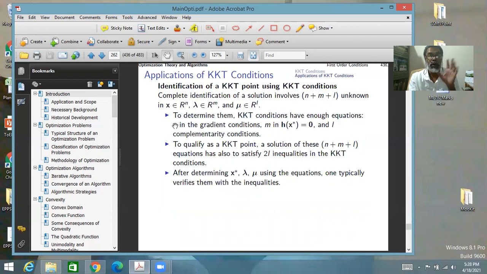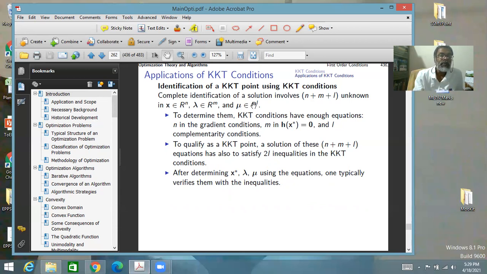So, why do I say this? Because complete identification of a solution involves determination of these many unknowns. The variable vector x has n unknowns, and in case of m equality constraints, there will be m lambdas, and in case of l inequality constraints, there will be l mu's. So this is n plus m plus l. If you identify these many unknowns, you are done. You have got a point completely.